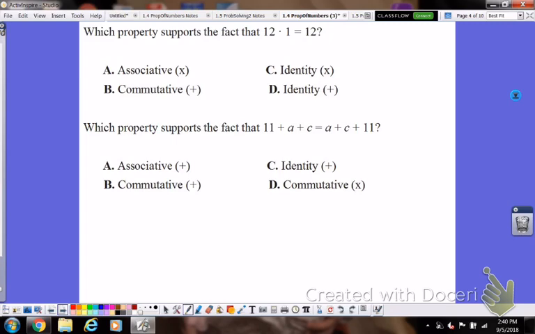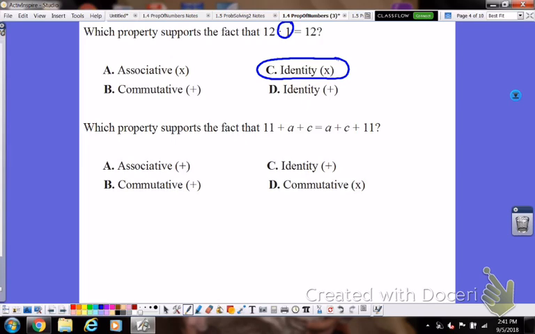Which property supports the fact that 12 times 1 equals 12? We see 12 times 1. Times 1 was an identity. We see two identities here. We want to make sure we pick the multiplication identity. So C, identity with the multiplication sign.